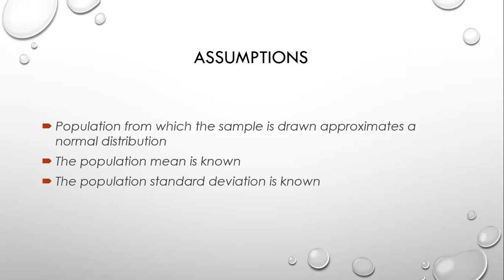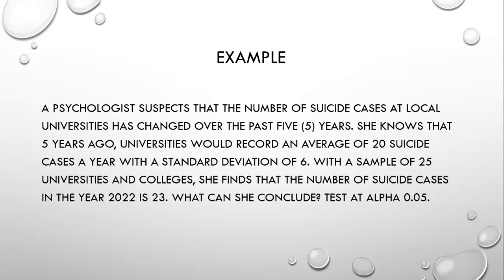The population standard deviation is known. So in a Z-test statistic, the standard deviation will be given. So we're going to start off with an example. So the example that we have there is, you can take it down.